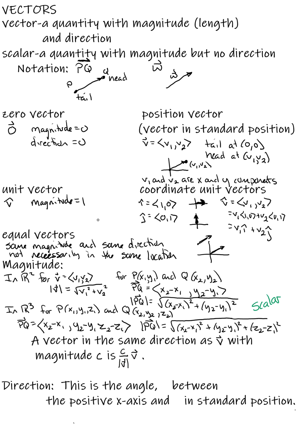All right, now what about direction? That's one of the other qualities of a vector. The direction is an angle, which we can call theta. It's the angle between the positive x-axis and the vector in standard position. So if I have a vector, put it in standard position, then this angle here is what we call the direction. Hope that makes sense. Enjoy!